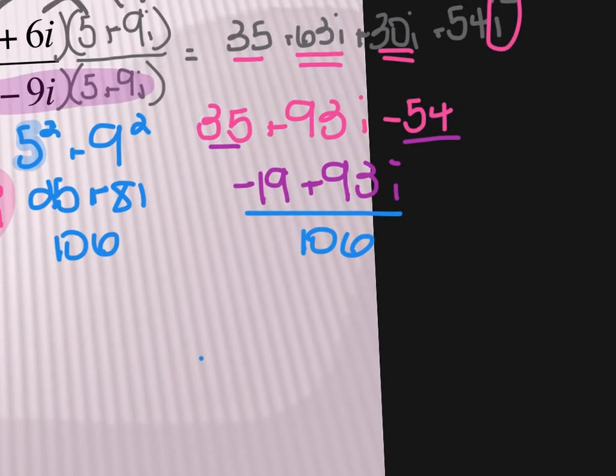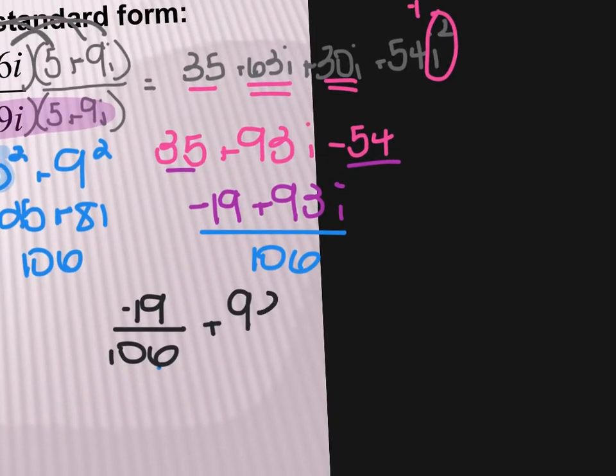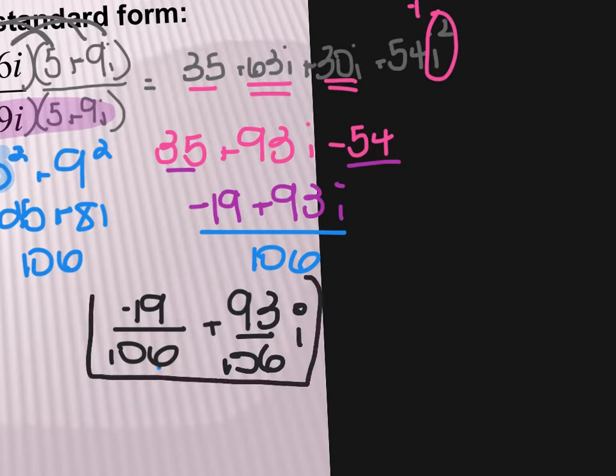So the standard form with the fraction, you'll see on standardized tests and stuff, will be separated out. So this is negative 19 over 106 plus 93 over 106, and then the i comes at the end. And then if either of those fractions can be reduced, you need to.